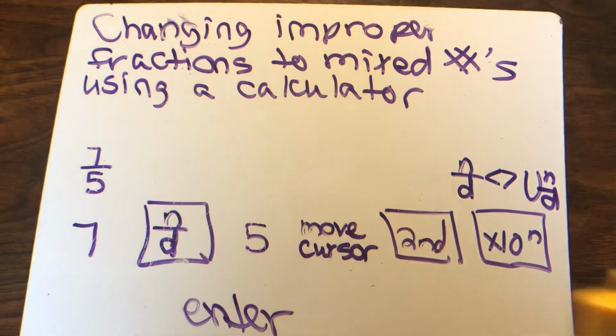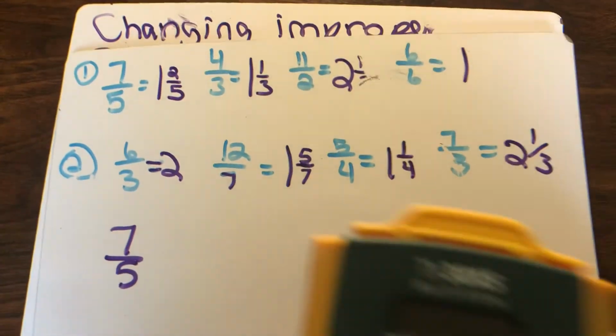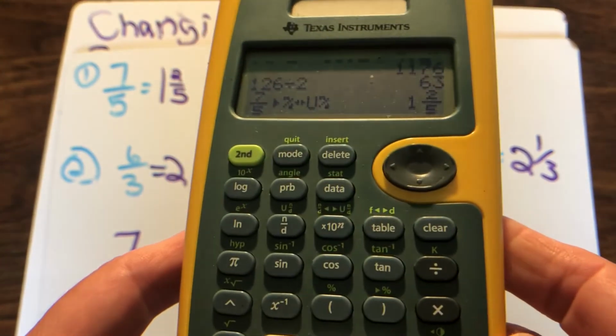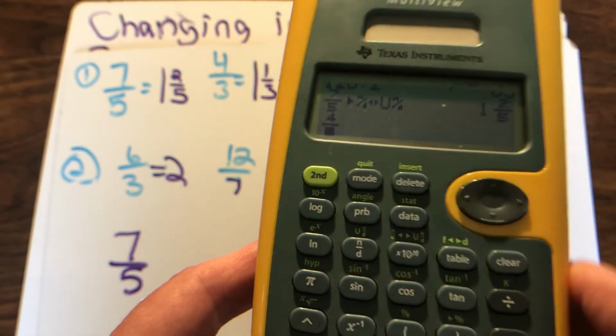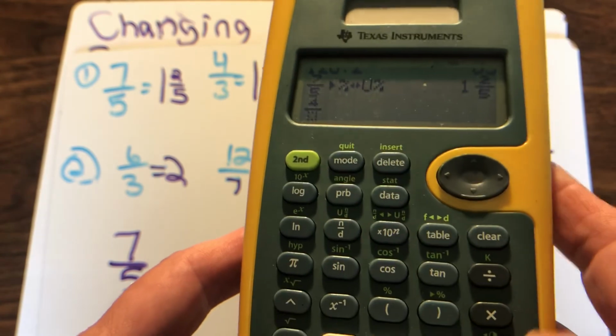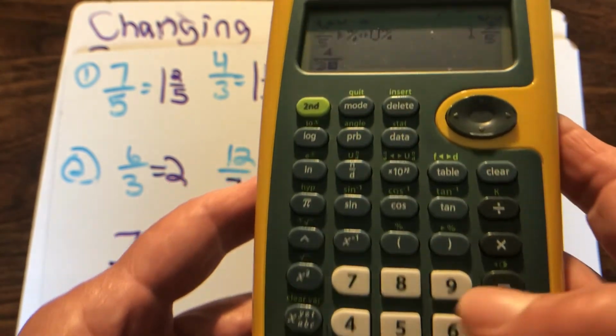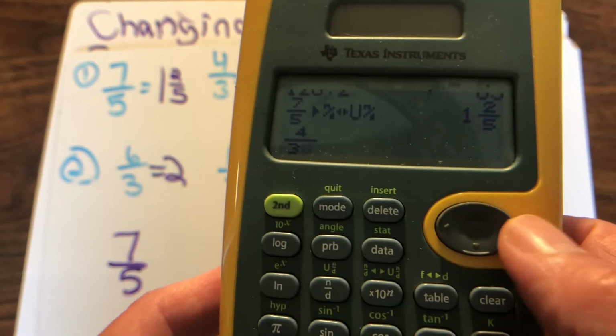So let's do one more of your problems here. So 4/3, I'm not even going to clear it. I'm just going to hit 4. Then I'm going to hit the N over D. See how it changes it to a fraction? Then the 3. And the cursor's still there waiting for you to put more stuff.